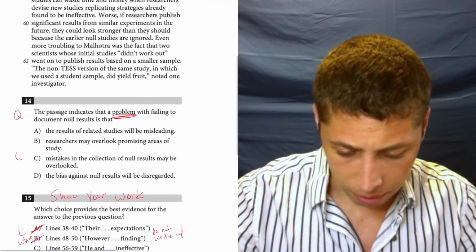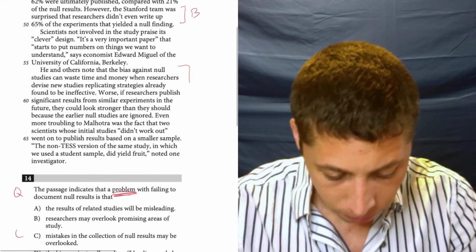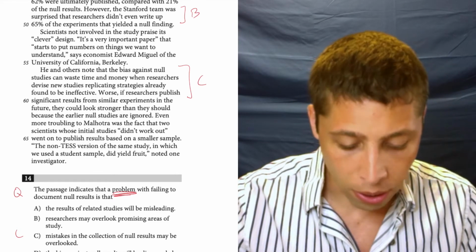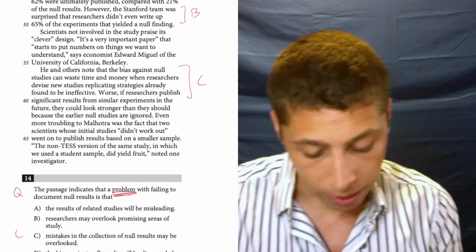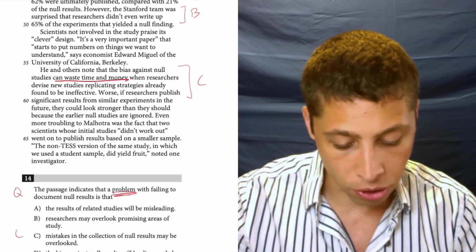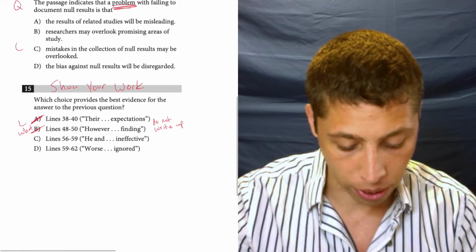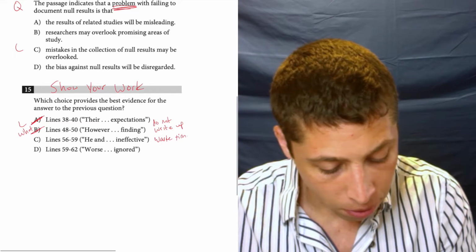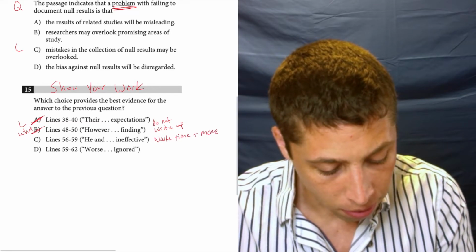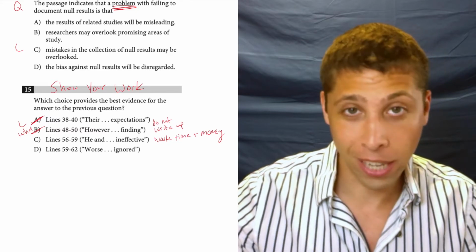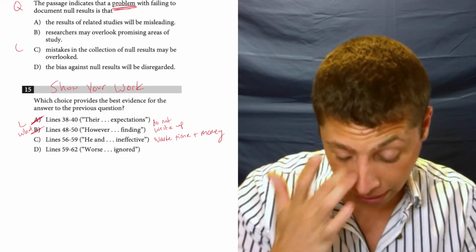56 to 59. Let's look at that. He and others note that the bias against null studies can waste time and money. Sounds like a problem. When researchers devise new studies, replicating strategies already found to be ineffective. Okay, so waste time and money. That is absolutely a problem. That's a good answer, so we should keep that. Let's look at D, though. We can't jump to conclusions.